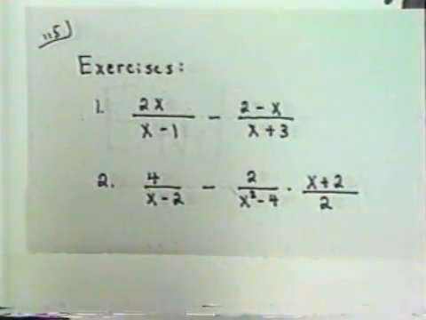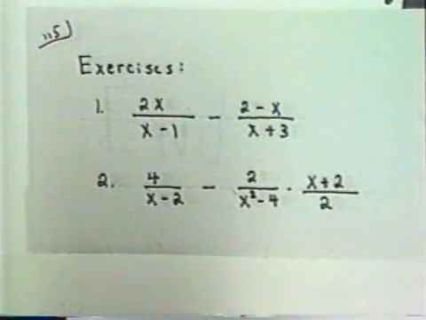The second one, you have 4 over x minus 2, subtract 2 over x squared minus 4 times x plus 2 over 2. In the second one, you have both subtraction and multiplication. You need to know that you must multiply before you subtract. Once you finish copying both problems, you need to stop the tape, work the problems, and then restart the tape to check your answers.